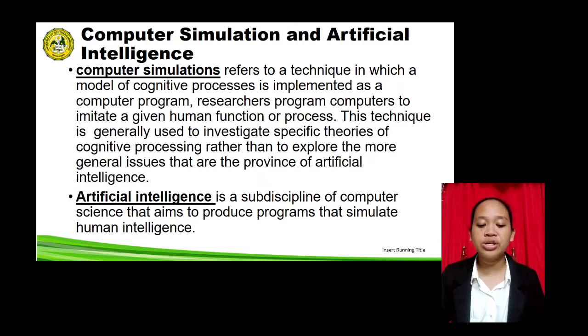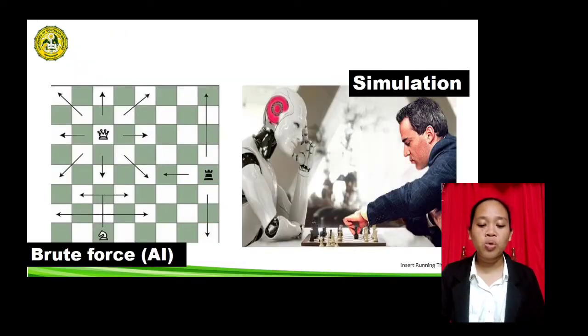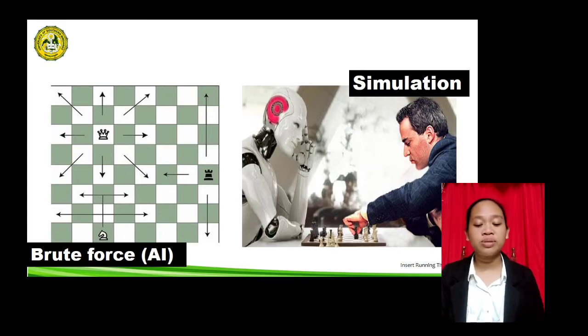So, artificial intelligence is a subdiscipline of computer science that aims to produce programs that simulate human intelligence. For example, in a computer program that plays chess, there are two ways to conceptualize the game. First is the brute force kind of artificial intelligence, which you can see in the picture, where a researcher constructs an algorithm that considers an extremely large number of moves in a very short time. Nakita niyo sa picture, marami siyang moves na pwedeng gawin.